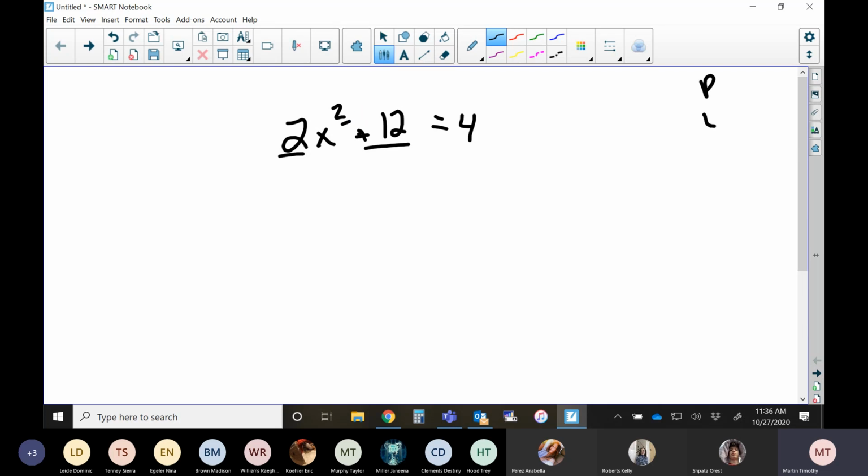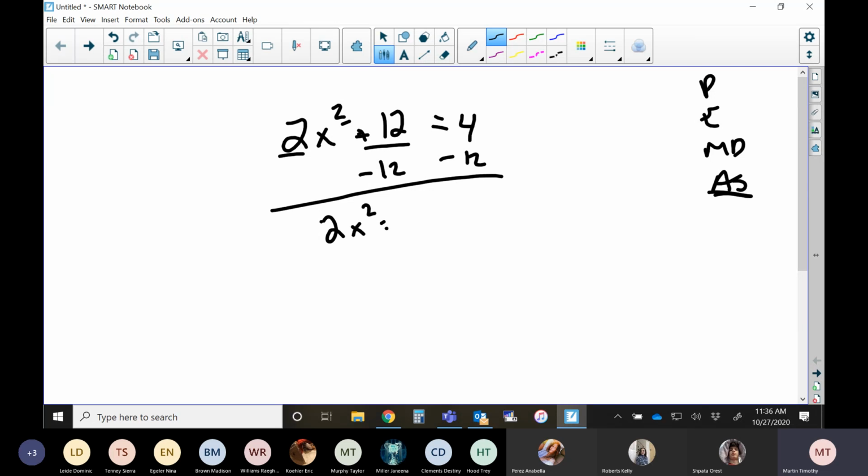So what I'm doing is working backwards on PEMDAS because I'm undoing it. I'm going to get rid of my addition and subtraction first. So I'm going to subtract 12, and then I get 2x squared equals negative 8. Now I'm going to work on multiplication or division, so I'm going to divide by 2. x squared equals negative 4.